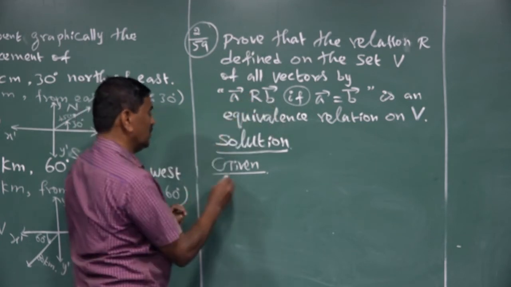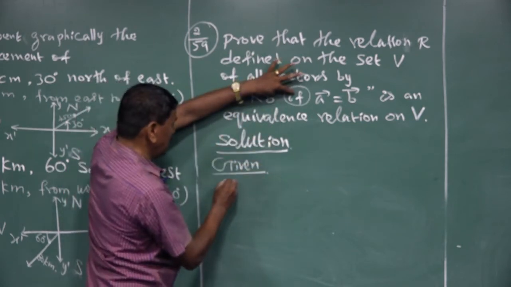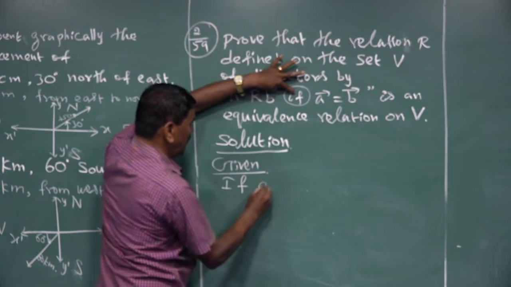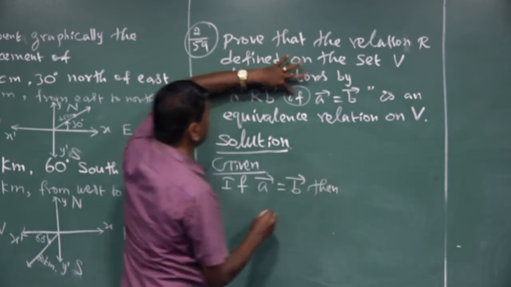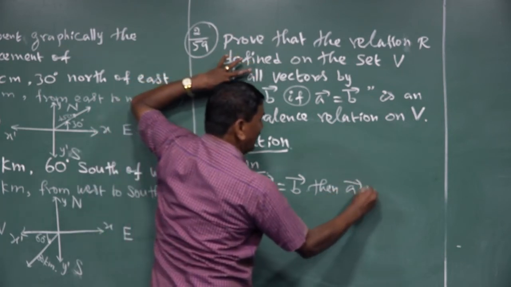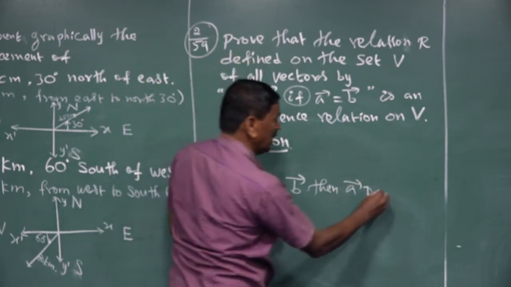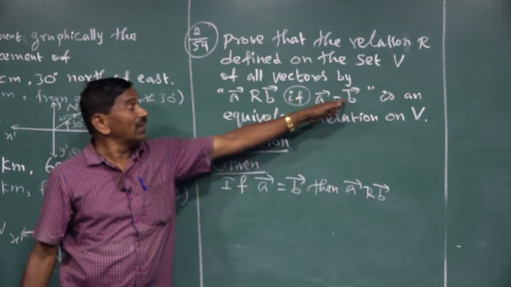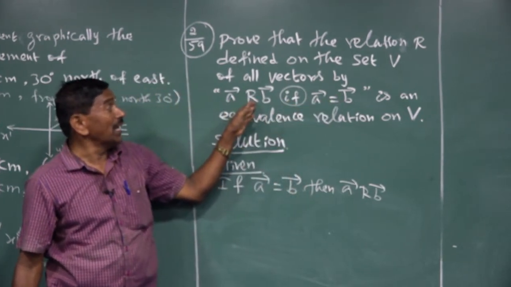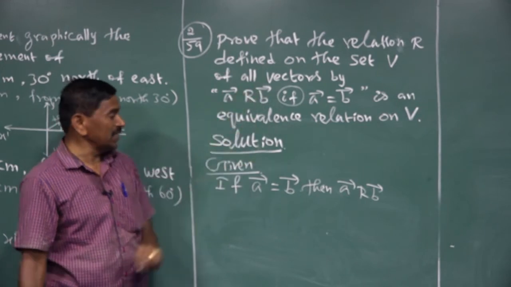Let us write the condition given. If A vector is equal to B vector, then A vector is related to B vector. This is the condition given.